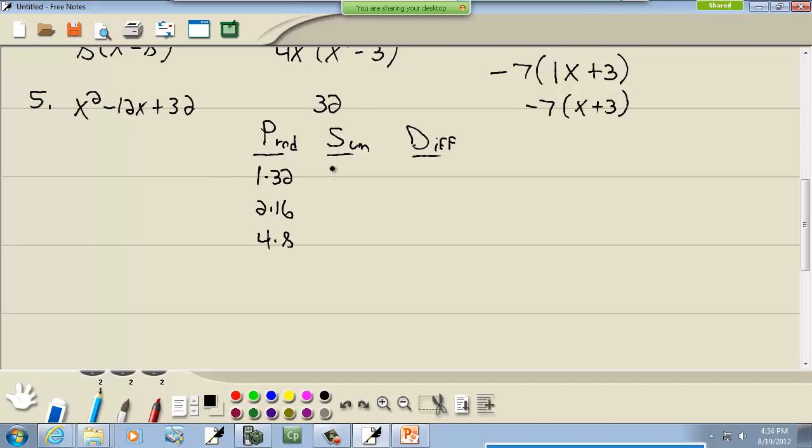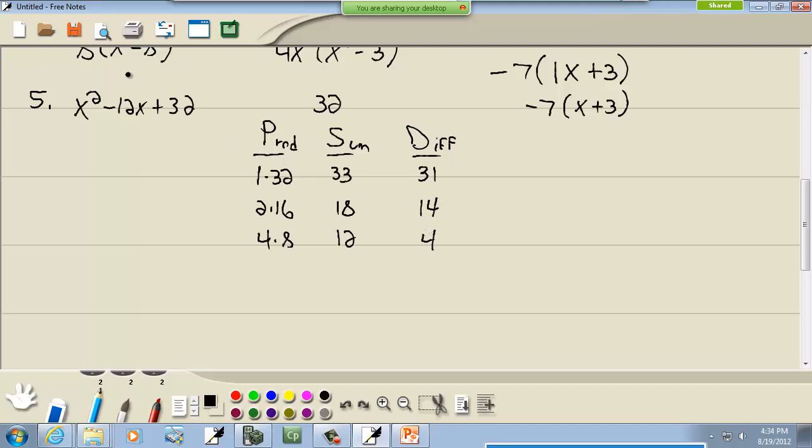In the sum column, we're going to add those together. 1 plus 32 is 33. 2 plus 16 is 18. 4 plus 8 is 12. In the difference column, we're going to subtract them. 32 minus 1 is 31. 16 minus 2 is 14. 8 minus 4 is 4.